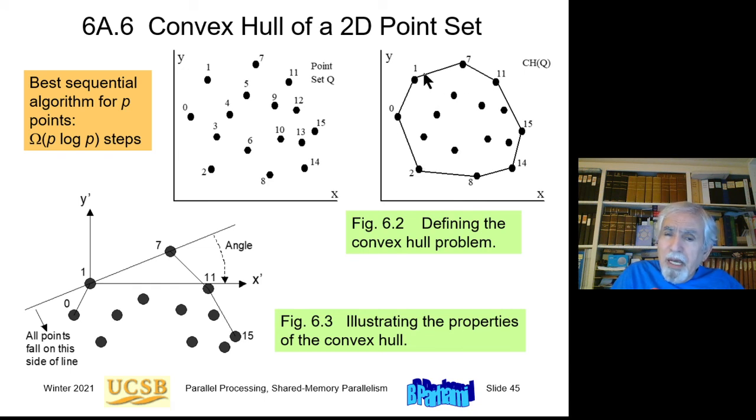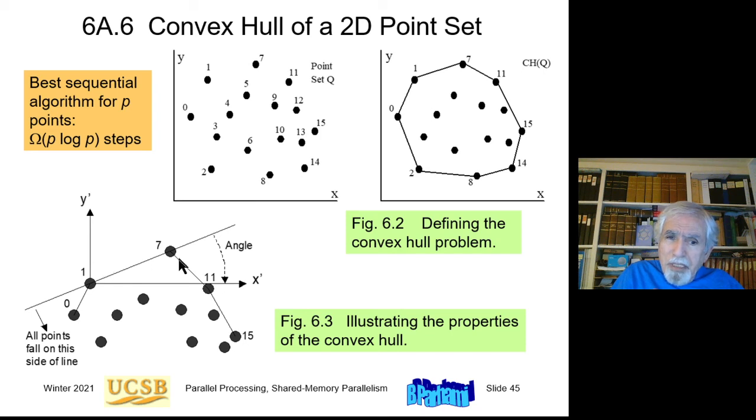Okay, so why am I certain that 1, 7, for example, this line, is part of the convex hull, whereas this line is not? Well, it's very easy. This line is part of the convex hull if all the points fall on one side of it. 1,7 is part of the convex hull because all the other points fall on one side. This line is not part of the convex hull because there are points on both sides of it. Okay, so this is a simple property of convex hull.